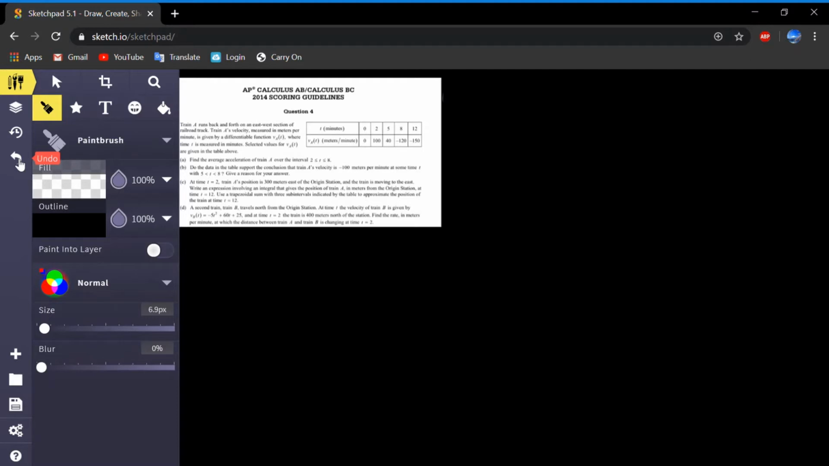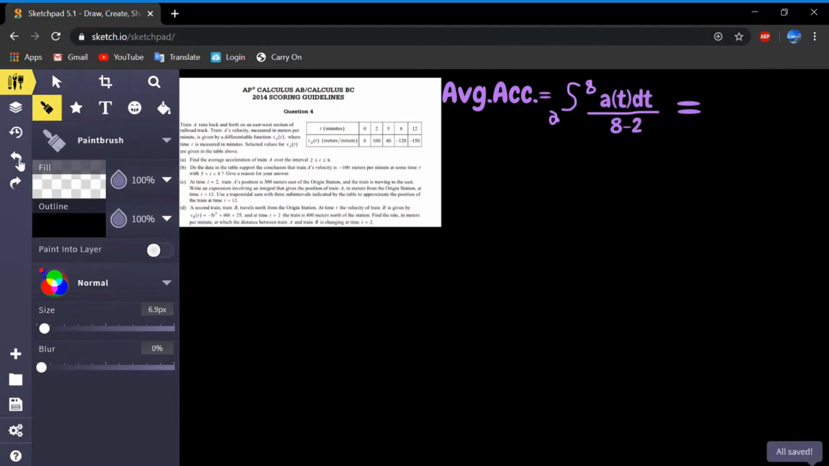So for part A, we need the average acceleration. An average acceleration will be the integral divided by the interval of where we are interested. So the average acceleration will be from 2 to 8 of a(t) dt all over 8 minus 2, and that will turn into v(8) minus v(2) divided by 6.